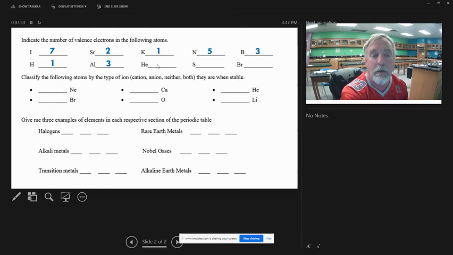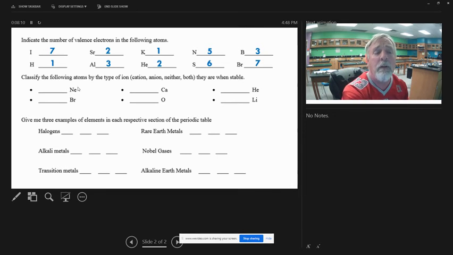Helium, group 8. Now, if you remember, helium's our exception here. It doesn't have 8 valence electrons. It only has 2. So be careful with helium. Sulfur, group 6. It's going to have 6 valence electrons. And bromine, group 7. It'll have 7 valence electrons.